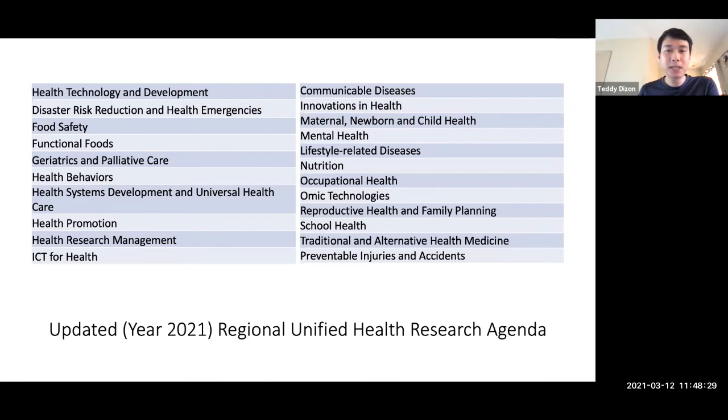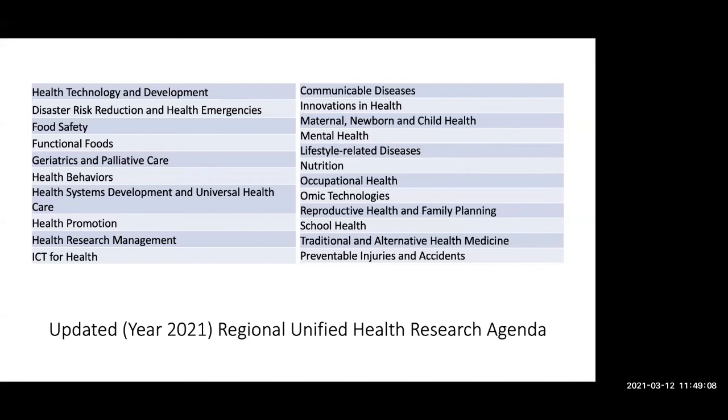Okay. Okay, let's close the voting poll. Sir Raymond. Okay, sharing with you the results. For nutrition, 92%, occupational health, 75%, omic technologies, 50%, 100% for reproductive health and family planning, school health, 92%, traditional and alternative health medicine, 75%, and then preventable injuries and accidents, 100%. Please stop sharing. And then we will move forward with the next set. Yun po yung pang third criteria natin.